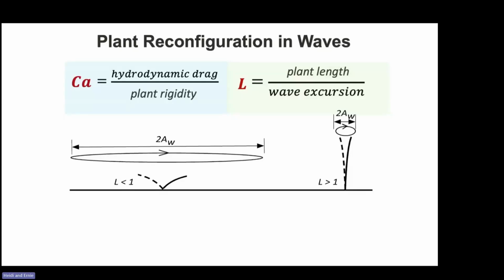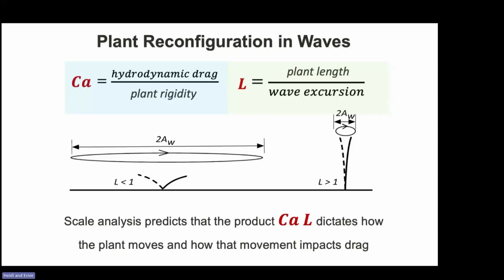In this case, the plant only moves during part of the wave cycle and stops when it reaches its full extension. This means that the relative motion is only reduced during part of the wave cycle. The right-hand image shows the condition L greater than 1, for which the wave excursion is small compared to the plant length. In this case, the plant can move continuously, and the relative velocity and drag are reduced during the full wave cycle. This limit is relevant in most coastal systems.